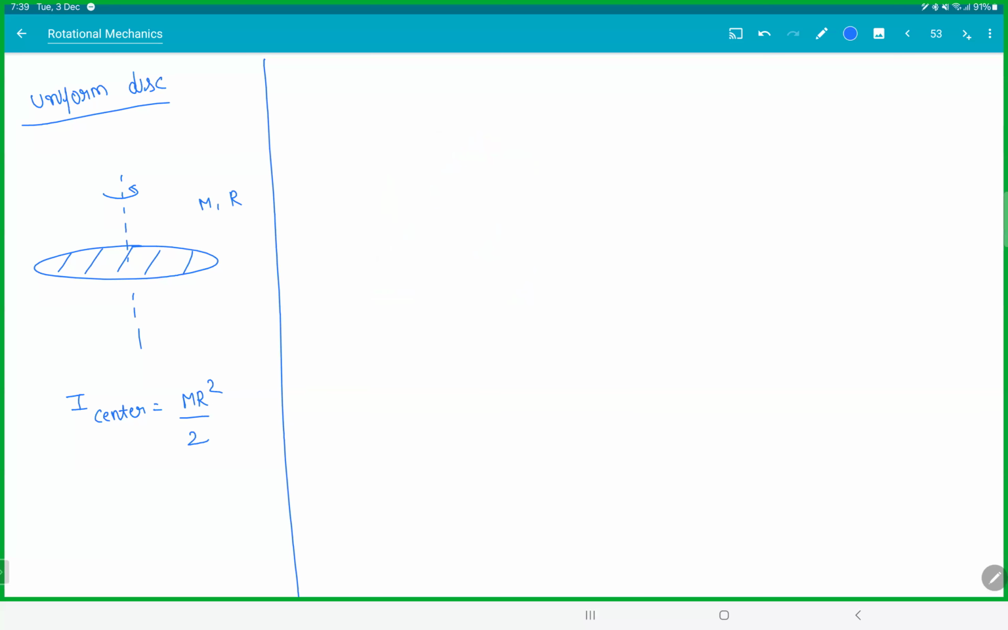Then you'll get stuck. You should know how to integrate. And also this is there for HSC 12th standard board exam. It's a derivation. Unlike a ring where it was easy to see, disk is not that easy. So you have to integrate a bit. Get this? Again, remember how to choose an element for a disk.